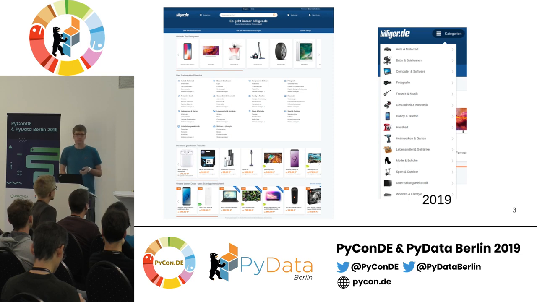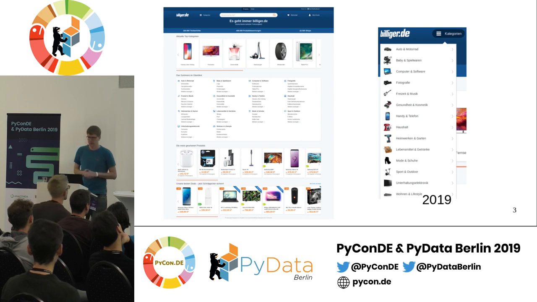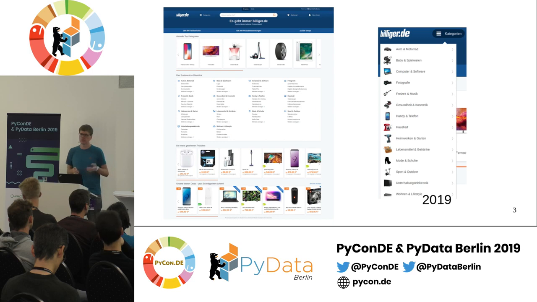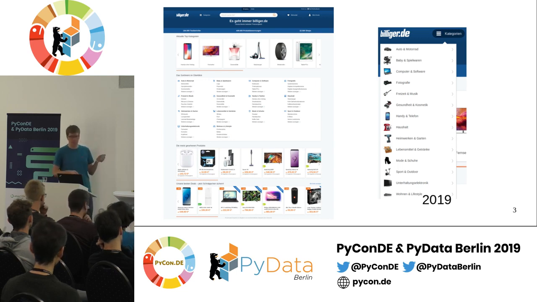So today, billiger.de looks something like this. You have an overview over categories and things you might browse. This is also a use case if you want to just find out what are current models for something, and if you want to filter for something, you can do that. And on the right, there's the larger view on our main categories that users can browse through. So that's the state of 2019.